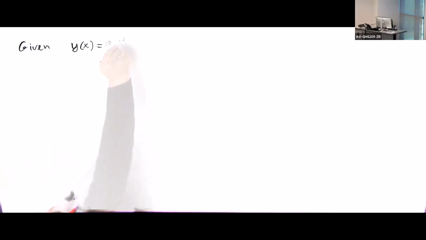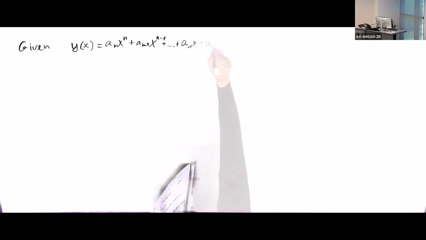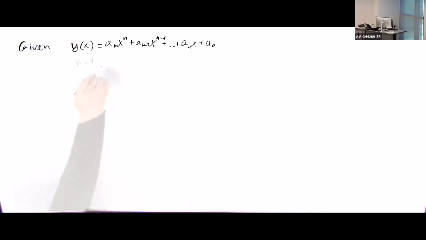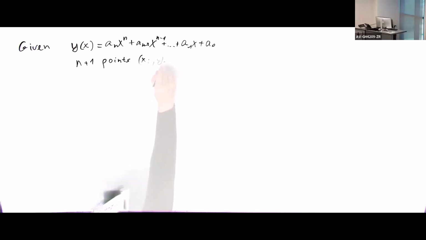Given some function y of x, which will be some general polynomial, a_n x^n plus a_{n-1} x^{n-1} and so on, plus a_1 x plus a_0. This is just a generic polynomial. And you have n plus 1 points, and these points will be (x_i, y_i). So this is what is given to us: sample points from that polynomial. This is what we know.